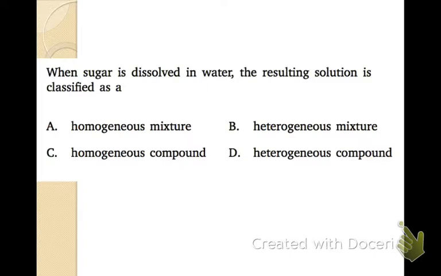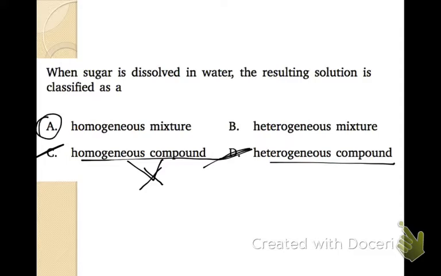Let's try to get rid of anything that's trying to skew us or make us confused. If you notice, C is a homogeneous compound and D is a heterogeneous compound. These 2 terms will not be connected with one another here. So we're going to get rid of C and D because homogeneous and heterogeneous just refer to mixtures. So now we want to know which one is going to be this sugar or water. If it's fully dissolved, it will be A, homogeneous mixtures.